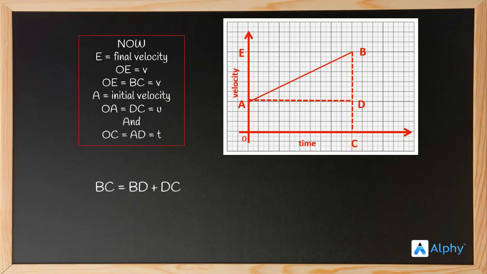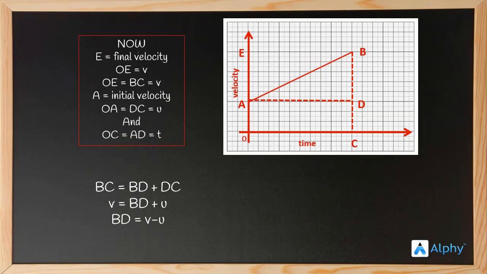BC equals BD plus DC. Now you know that BC equals OE equals final velocity V and DC equals OA equals initial velocity U. So we'll substitute that in the equation and we have V equals BD plus U. Now if I need to find what BD is equal to, I will take U to the other side of this equation. So BD equals V minus U.